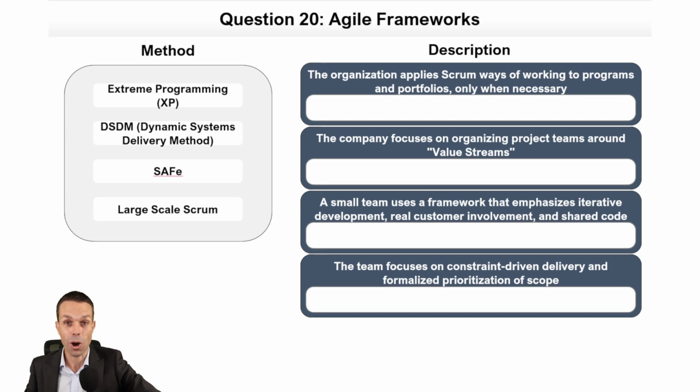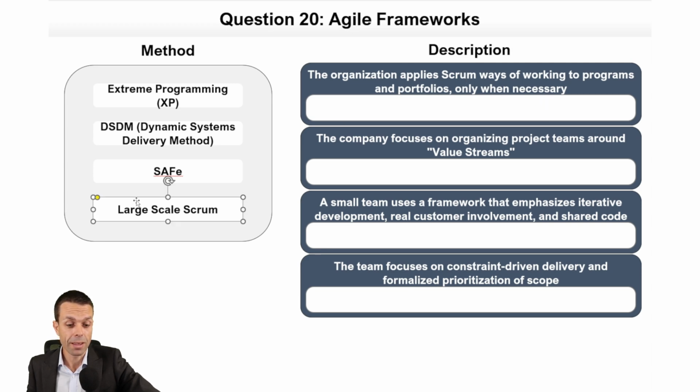Agile frameworks. Oh, now you're definitely going to get something around Agile frameworks. And we get some funny ones out here. They're not all just under the banner of Agile. Some of these frameworks are very different, but they all do very much the same thing. So that's a clue for us. Now the organization applies Scrum ways of working to programs and portfolios. So Scrum, that is a tip for us.